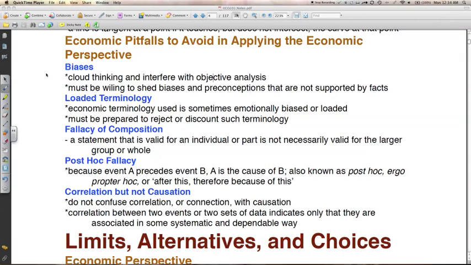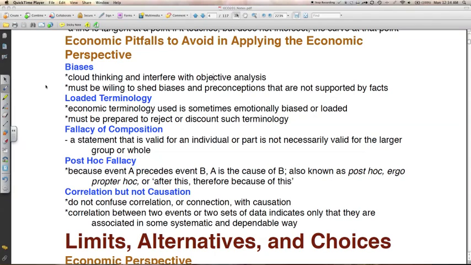Loaded terminology. Economic terminology used is sometimes emotionally biased or loaded. If someone says that someone else is greedy, they may just be saying that that person is taking away from someone else, when really the only reason that person could be greedy is because they're self-interested. And we're all self-interested as we're human beings and want to better ourselves. Fallacy of composition. A statement that is valid for an individual or part is not necessarily valid for the larger group or whole. If you saw me and saw that I have a beard, you could say that, oh, all professors have beards. But that would be a fallacy of composition because not all professors have beards.